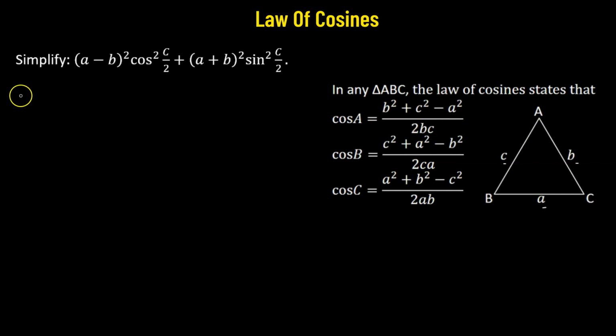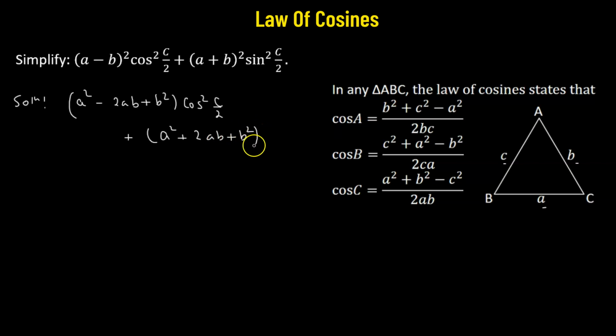So let us begin. Here we have (a minus b) whole squared. Let's expand this. We're going to get (a squared minus 2ab plus b squared) multiplied by cosine squared C over 2, plus we have (a plus b) whole squared in the second term. So we'll expand it to get (a squared plus 2ab plus b squared) multiplied by sine squared C over 2.